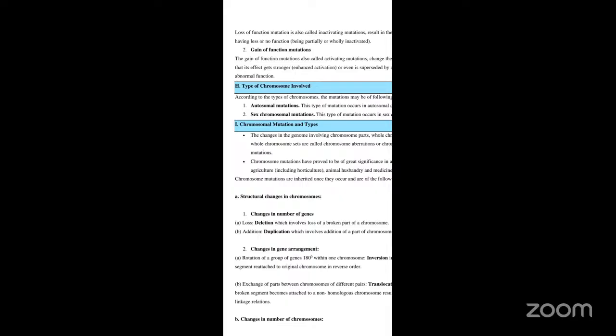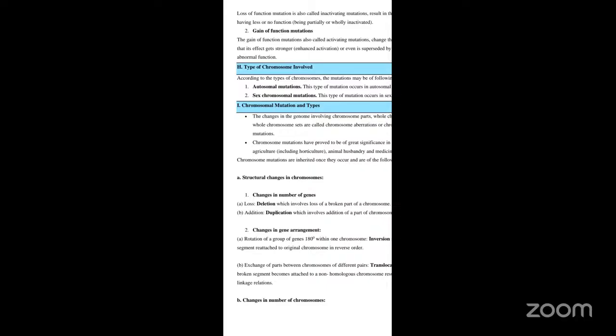Now, one is structural changes in the chromosome. Whenever a mutation occurs, there is a sudden change in the chromosome, whether with reference to number, or in the arrangement of genes, or in the number of chromosomes. So first is the structural changes in chromosome. Now, changes in the number of genes. It involves deletion as well as duplication.